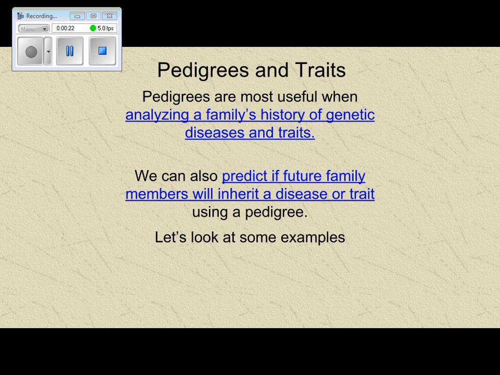On your paper, it says using pedigrees to predict traits. Right underneath there, there's a place for you to write down this information. Pedigrees are most useful when analyzing a family's history of genetic diseases and traits. And underneath that, you'll also write, we can also predict if future family members will inherit a trait or a disease using a pedigree.